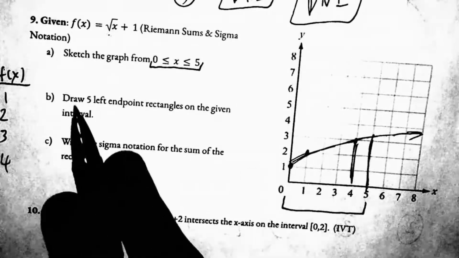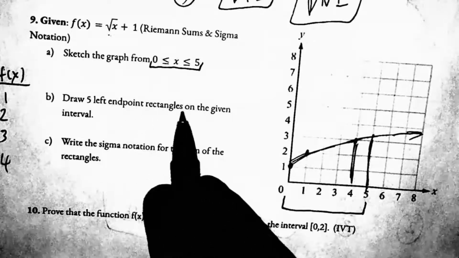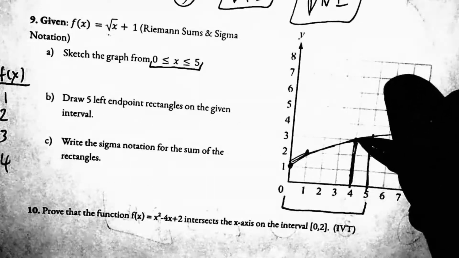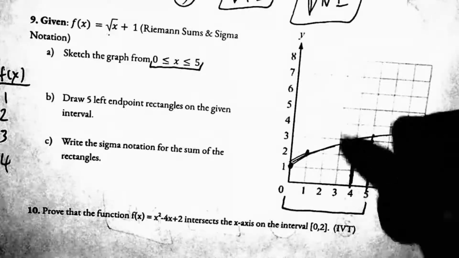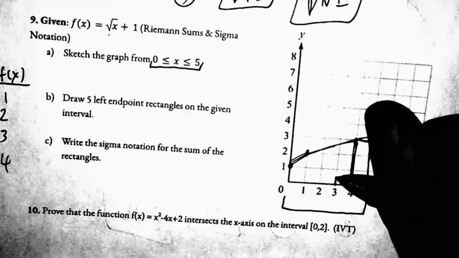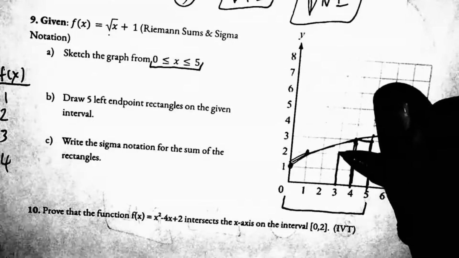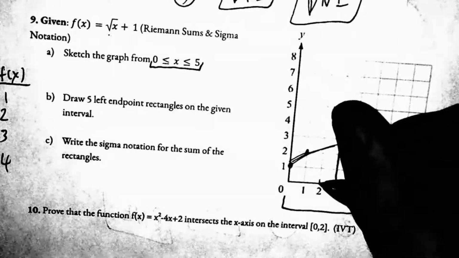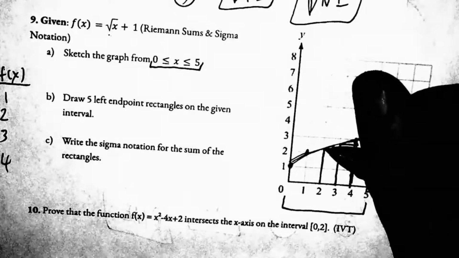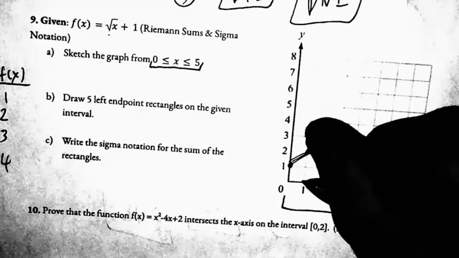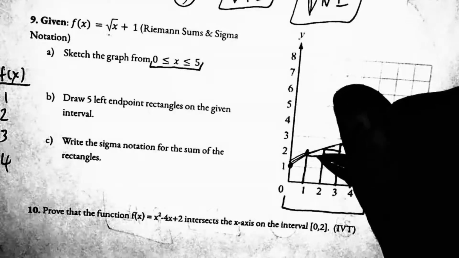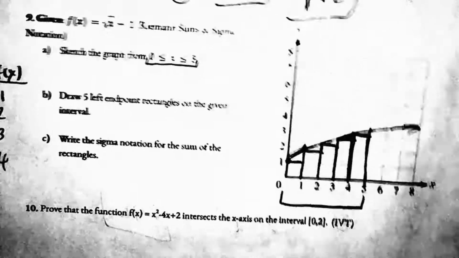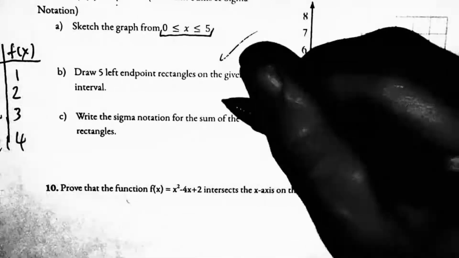Okay? Now we're drawing 5 left endpoint rectangles. When it says left endpoint, that means the height of the rectangle is determined by the left side. When the left edge touches the top of the function, that is left endpoint. So when the left edge touches, you move over. If it was the right edge, it would be the right side. And we should have this. So that's A done. That's B done.